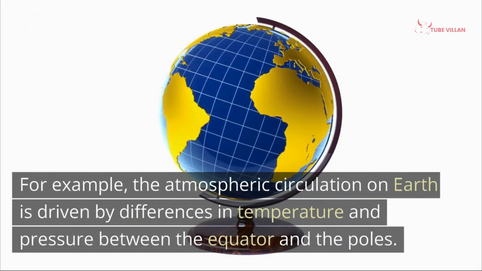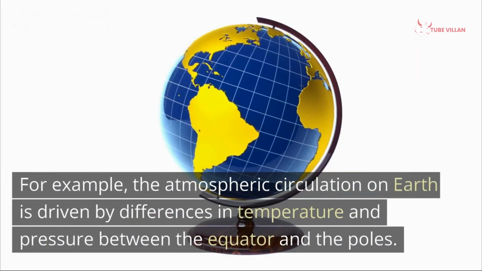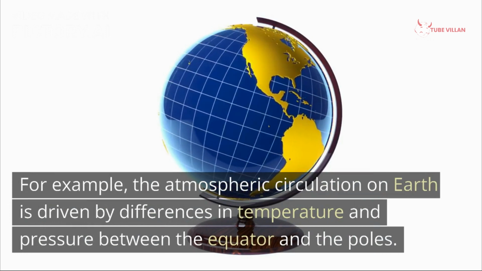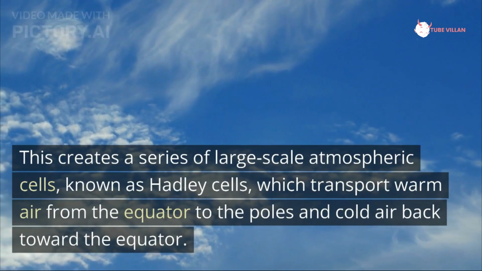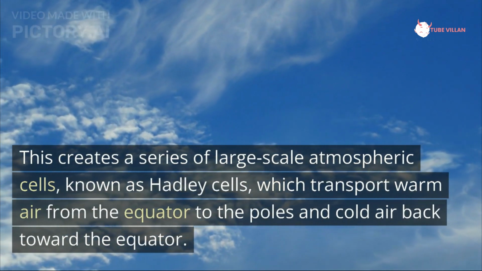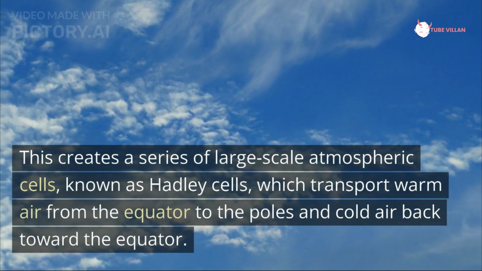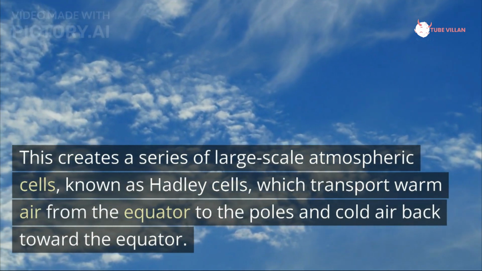For example, the atmospheric circulation on Earth is driven by differences in temperature and pressure between the equator and the poles. This creates a series of large-scale atmospheric cells, known as Hadley cells, which transport warm air from the equator to the poles and cold air back toward the equator.